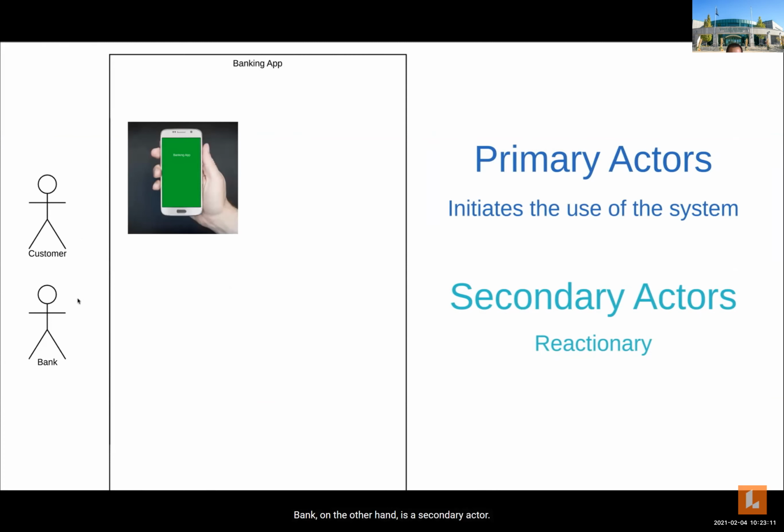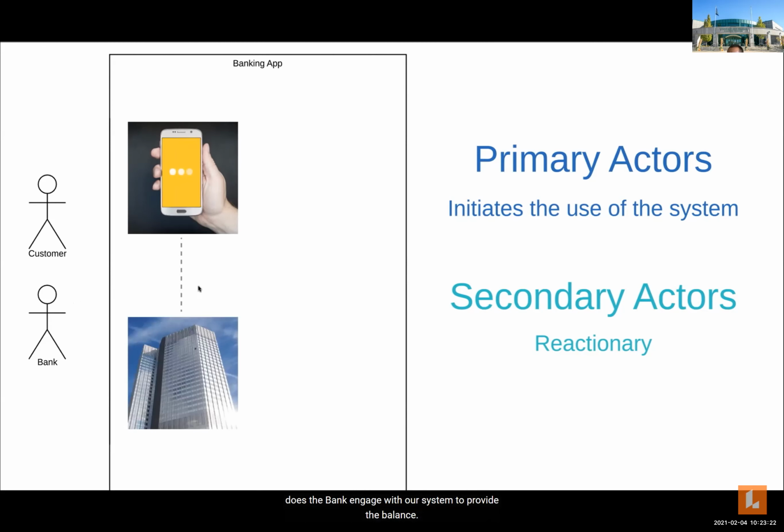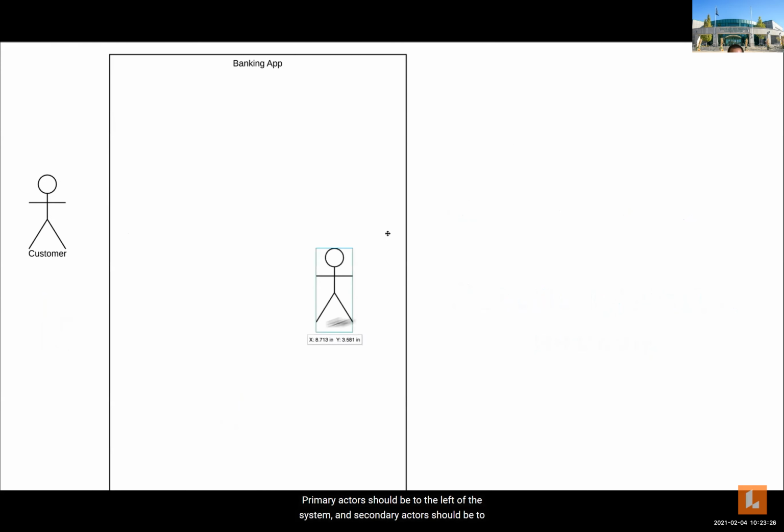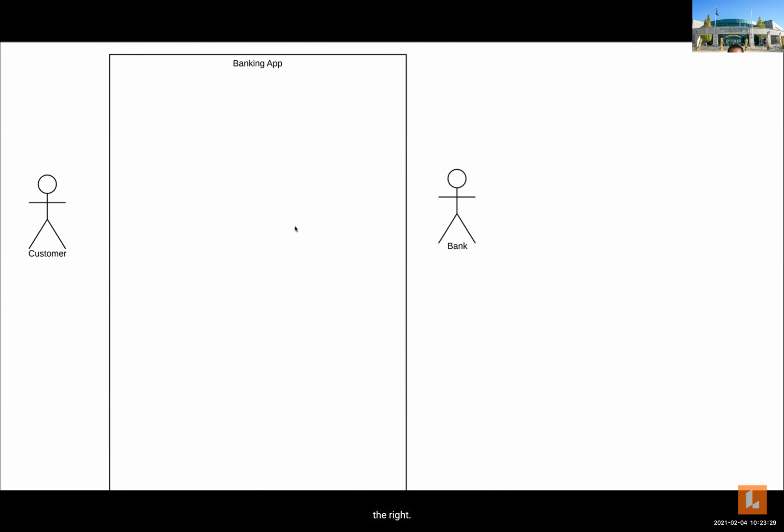Bank, on the other hand, is a secondary actor. The bank is only going to act once the customer does something. If the customer goes on the app to see how much money is in their account, only then does the bank engage with our system to provide the balance. Primary actors should be to the left of the system, and secondary actors should be to the right. This just visually reinforces the fact that customer engages with the banking app and then the bank reacts.